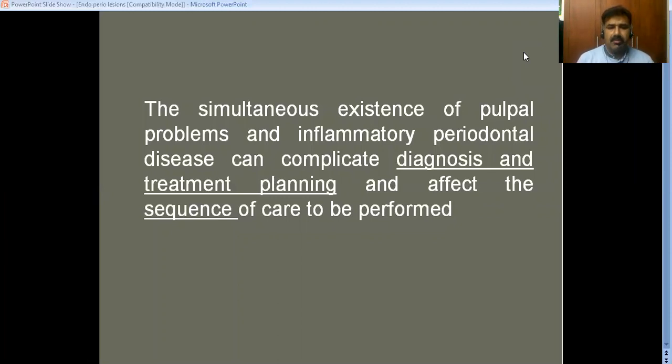So when a patient comes to you, you really have to understand whether this problem is of endodontic origin or whether it is of periodontal origin or whether it is of both. And then you have to formulate a treatment plan and treat that patient. So in this chapter, basically we are going to discuss the interaction between endodontic and periodontal problems and how we are going to address that problem when a patient comes to you clinically.